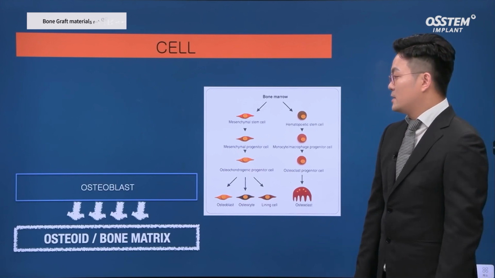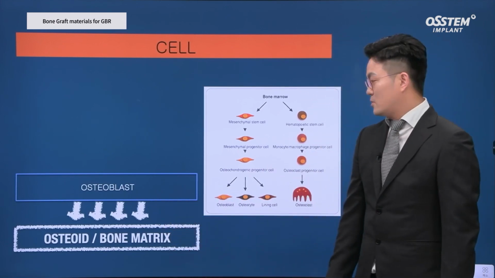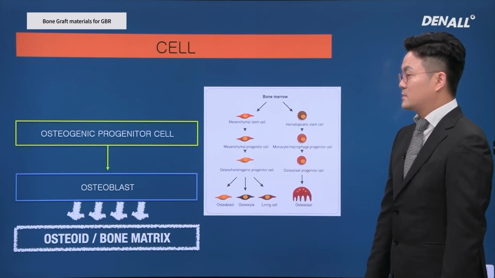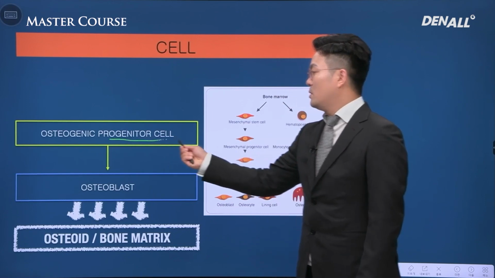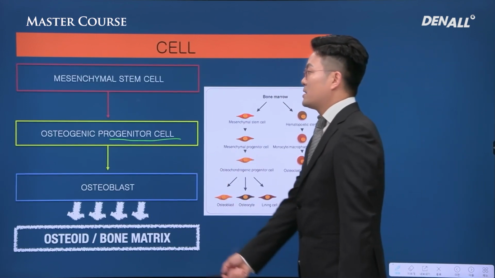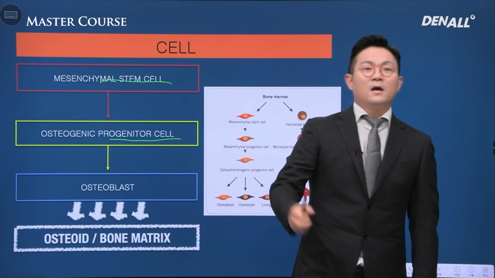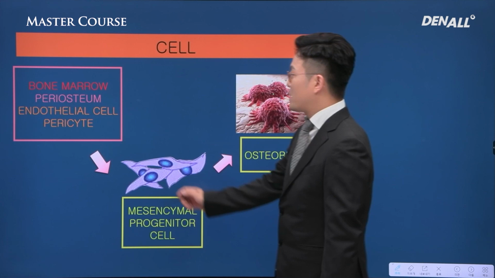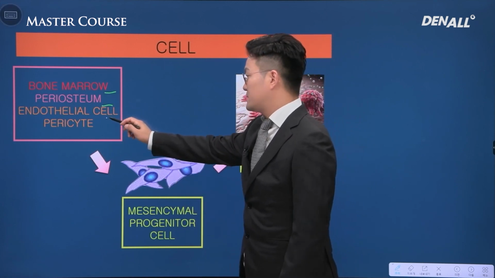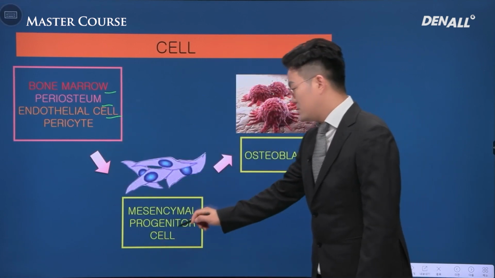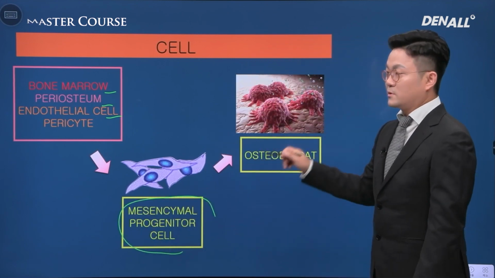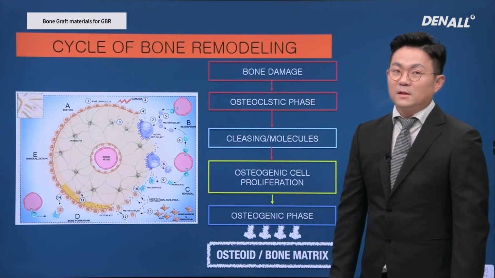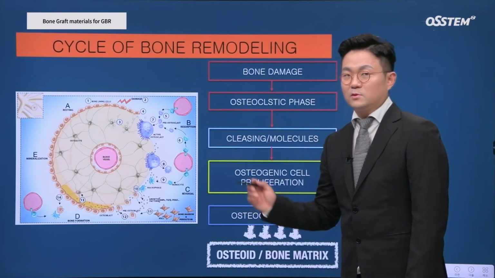Cells, where do they come from? Osteoblasts would form bone, osteoid and bone matrix are formed, and ossification would occur. Osteoblasts come from progenitor cells, and the source of those cells are mesenchymal stem cells, which change into osteoblasts. These cells include bone marrow, periosteum, endothelial cells, and pericytes. They migrate to become mesenchymal progenitor cells and differentiate into osteoblasts. These were discovered through many studies.